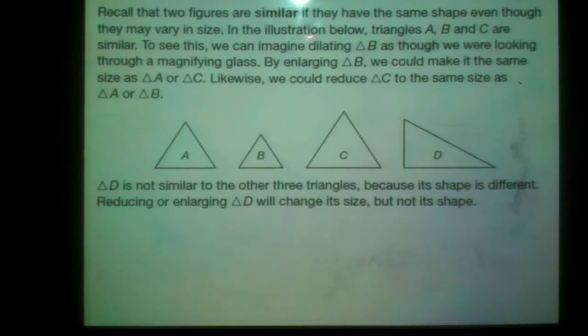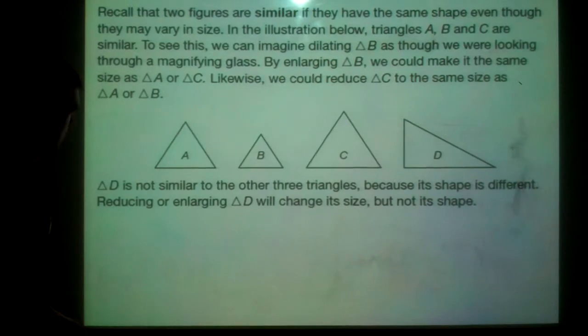So down here it says A, B, and C are similar. And to see this, we can imagine dilating triangle B as though we were looking through a magnifying glass. So remember, when we dilate something, we make it bigger, but the sides stay proportional. So A, B, and C all look like they're the same shape, even though they're different sizes. So we would say that all of these are similar.